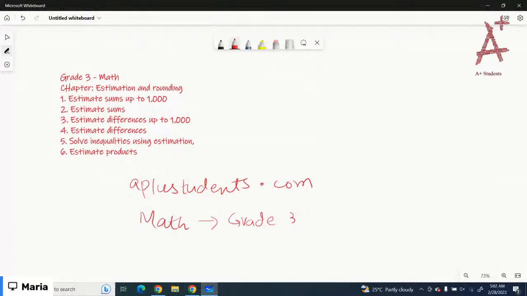There you can find a list of the chapters. We're going to start with the chapter estimation and rounding. The lessons we're going to cover today are estimate sums up to 1000, estimate differences up to 1000, estimate inequalities using estimation, and estimate products. So let's start with the first lesson, estimate sums up to 1000.